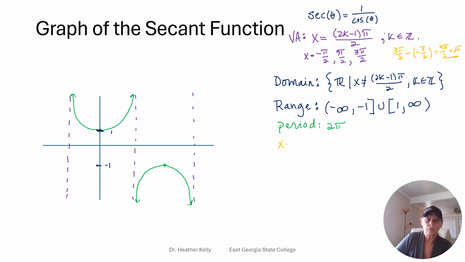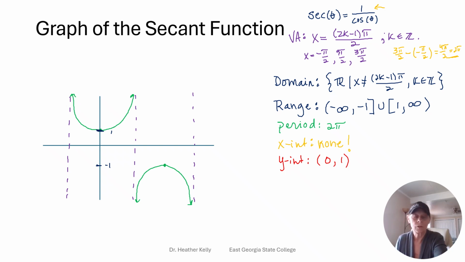And now let's look at x-intercepts. X-intercepts happen when the numerator is equal to 0. There's none. The graph does not cross the x-axis unless there was some kind of crazy vertical shift or something like that. Okay, and then the y-axis and the y-intercept, well, unless there is an amplitude, the y-intercept is always going to be 0 and 1. Okay, cool.